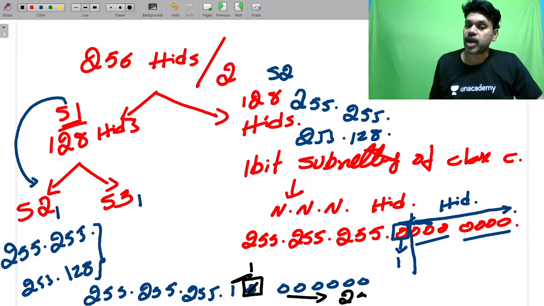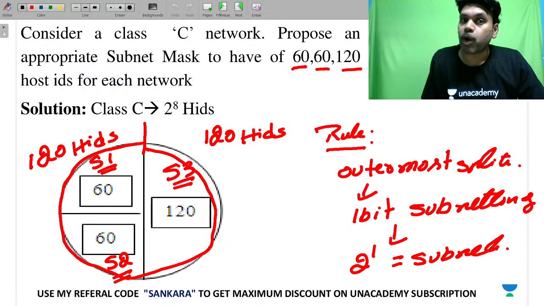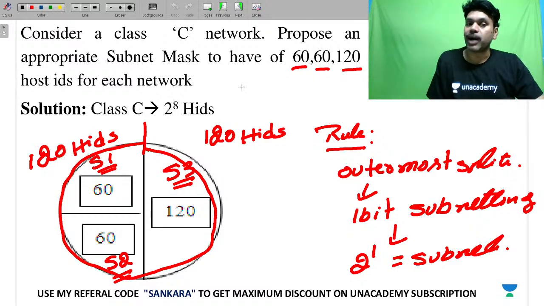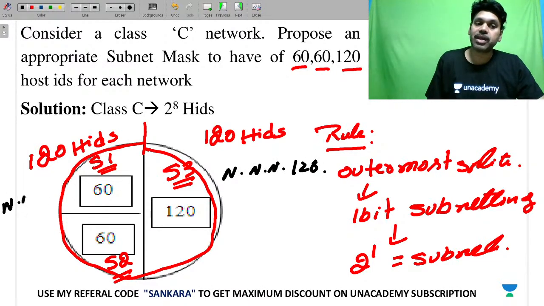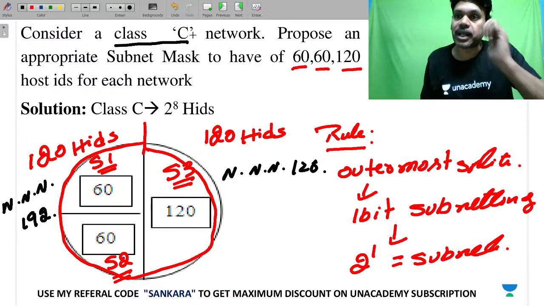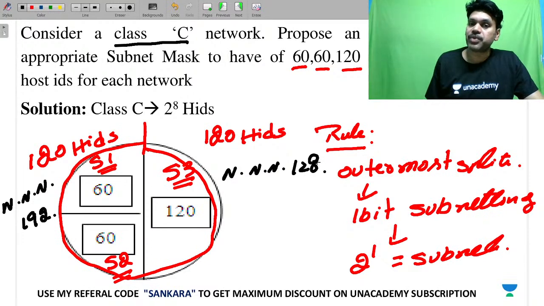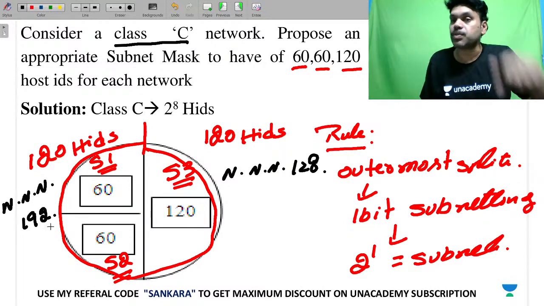So what is your new mask now, after doing 1 bit for outer and 1 bit for inner? It is 255.255.255.192. That's the question he asked: what are the appropriate masks you want to generate? So we got two masks. One is N.N.N.128, and the other one is 255.255.255.192. This is how you can do it under a class C network. This is very important because subnetting mainly plays a role only in HID masking from zeros to ones. Here only one bit we are taking because only outermost I need. Here two bits I took, because one is for outermost and one is for innermost.